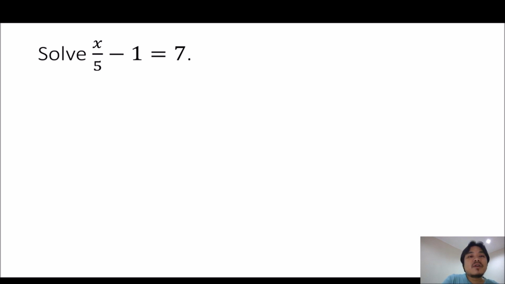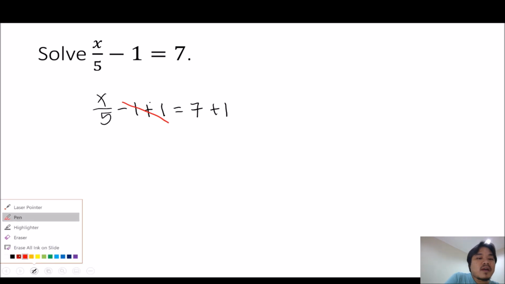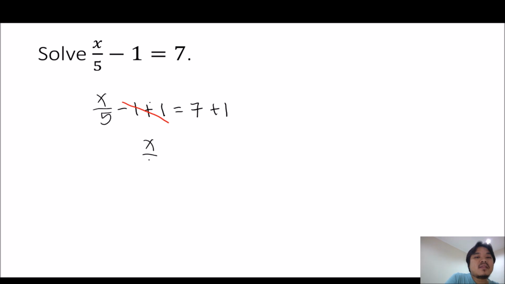So what we will do first is to undo minus 1. Okay? To undo minus 1, we will add 1 on both sides. So negative 1 plus 1 is 0. So x over 5 will remain on the left hand side. And 7 plus 1 is 8. So x over 5 means x divided by 5. So the inverse of dividing by 5, or to undo dividing by 5, is to multiply both sides of the equation by 5.